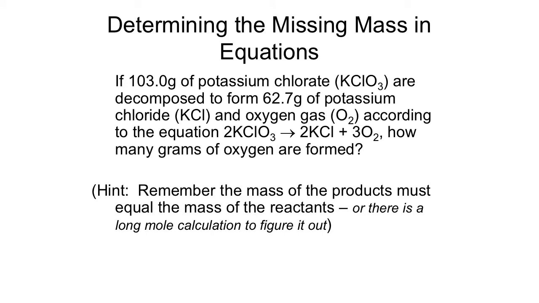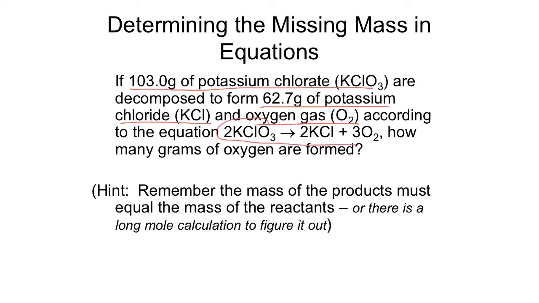And our last slide just refreshes our memory on conservation of mass. So if we have a reaction and you know everything but one variable from the reaction, you can figure out the missing mass using conservation of mass. So in this example here, we have 103 grams of potassium chlorate is decomposed to make 62.7 grams of potassium chloride and an unknown amount of oxygen gas.